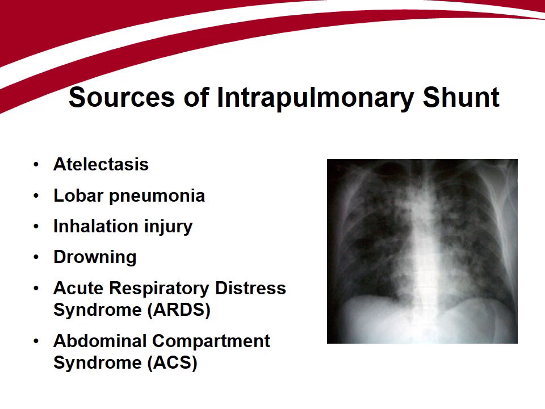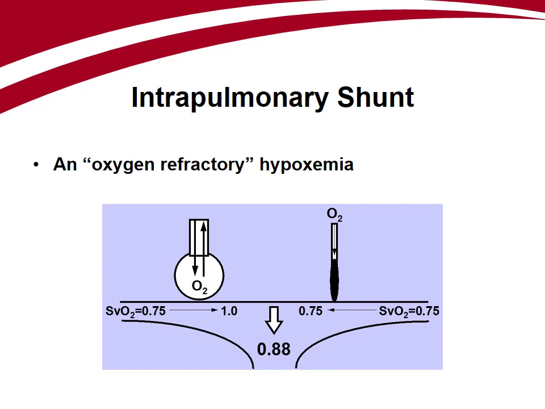Intrapulmonary shunt can be pathologically increased by one or more of the sources listed here. In some critically ill patients, intrapulmonary shunt may exceed 50% and manifest as severe hypoxemia. Intrapulmonary shunt is an example of an oxygen refractory hypoxemia.